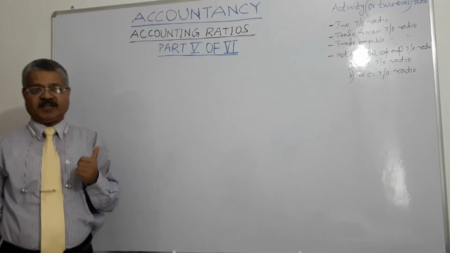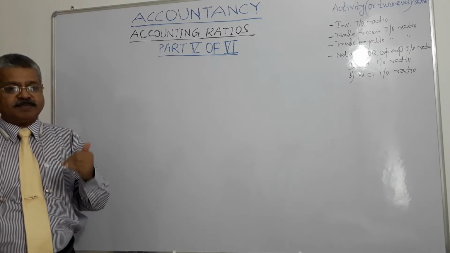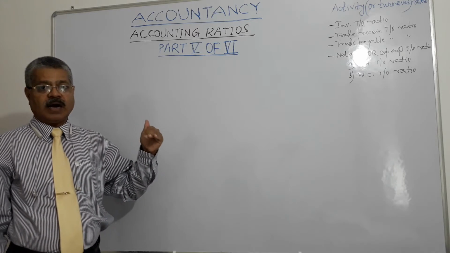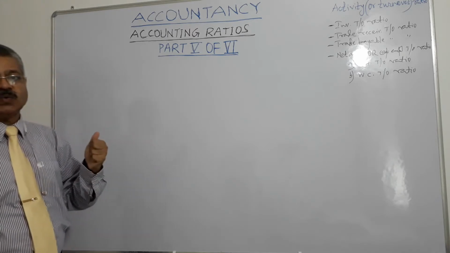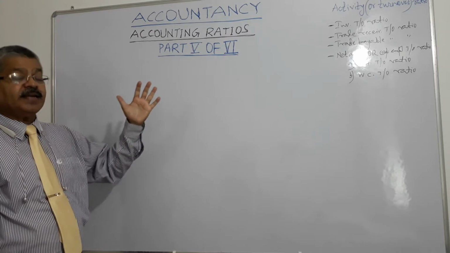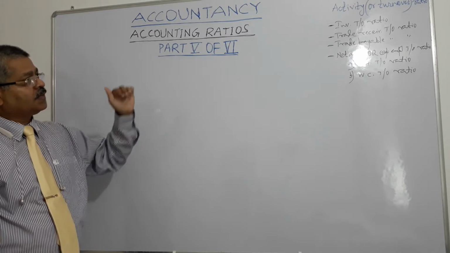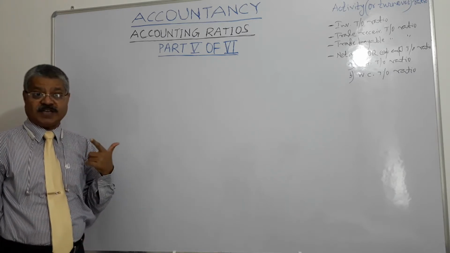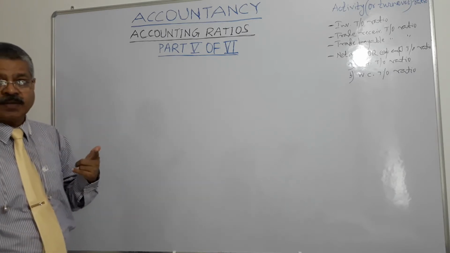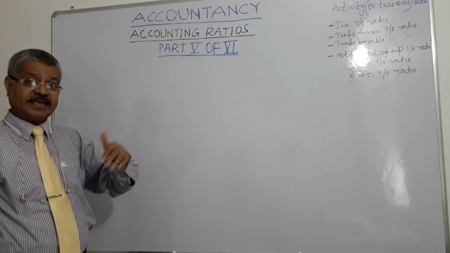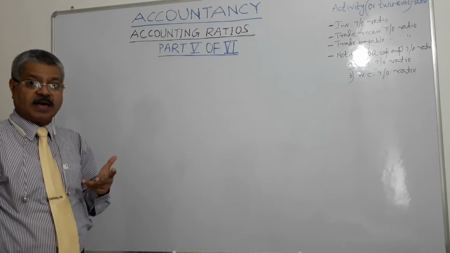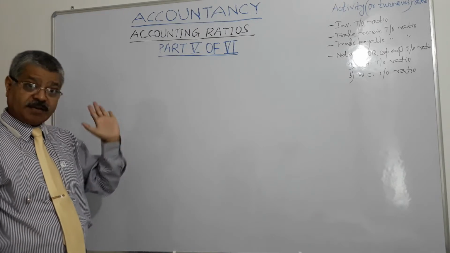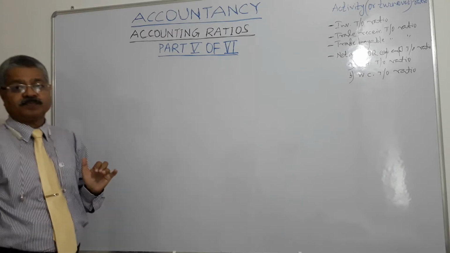It also expresses the number of times assets employed in a business are turned into sales during an accounting period. Activity turnover ratio also shows the number of times assets employed in the business are turned into sales during the accounting period, right?